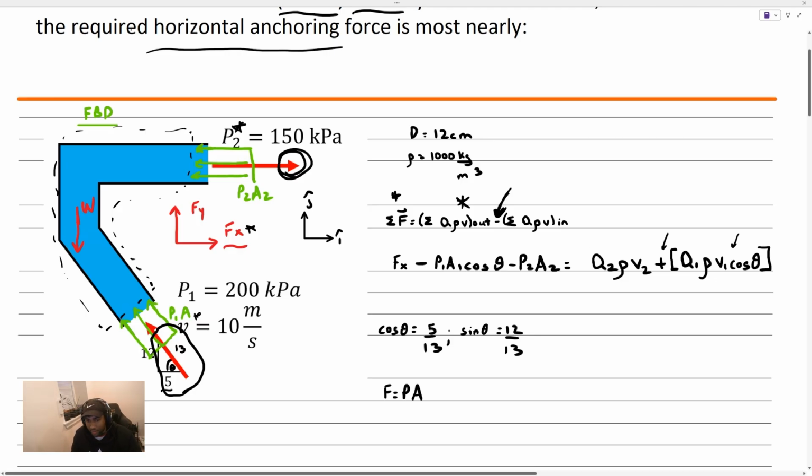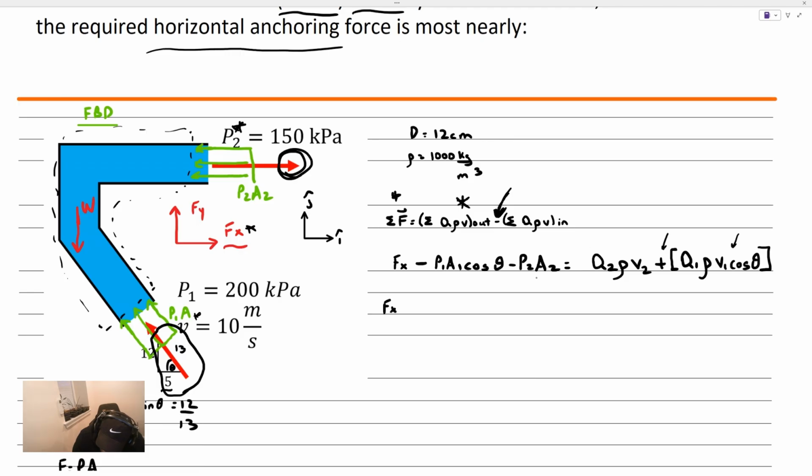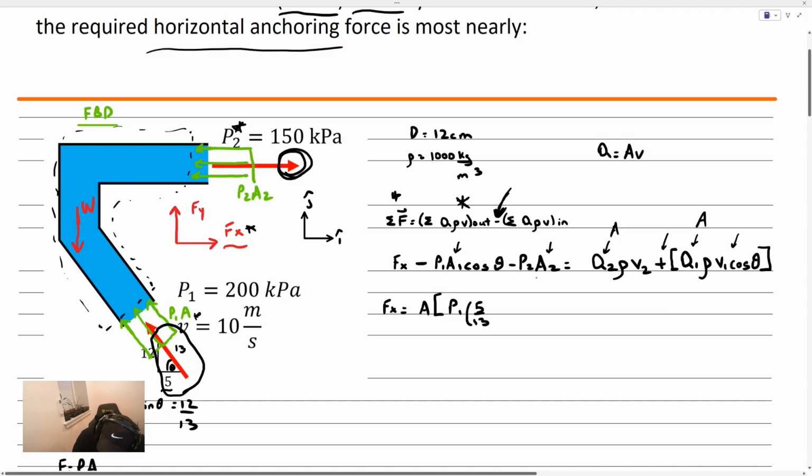Okay, so now that we have all our terms taken care of, we have a bunch of ones and twos running around the place. Let's see if we can simplify the problem a little bit, thinking about continuity and thinking about the areas in the problem. Firstly, I know this A1 and A2 terms, as well as these Q terms, the flow rate. Remember that the flow rate is equal to the product of area times speed. All of these terms have an A. So that's something that can be simplified. I would write an A multiplied by P1, and I know the cosine of theta is 5/13. That's from our slope triangle that we looked at earlier.